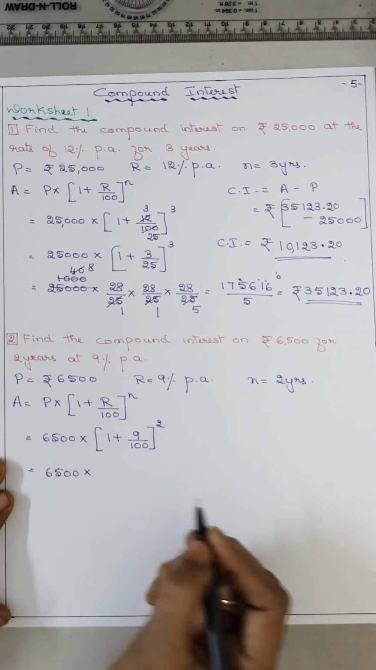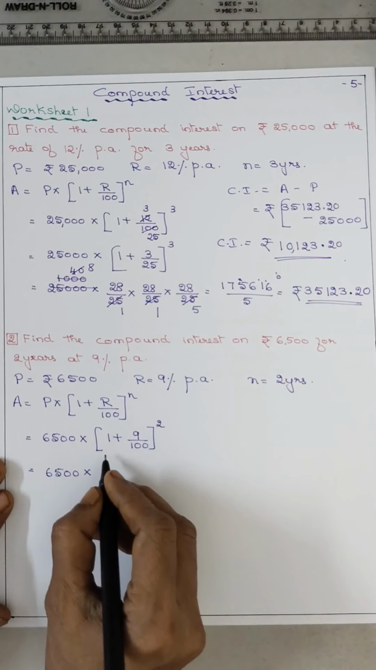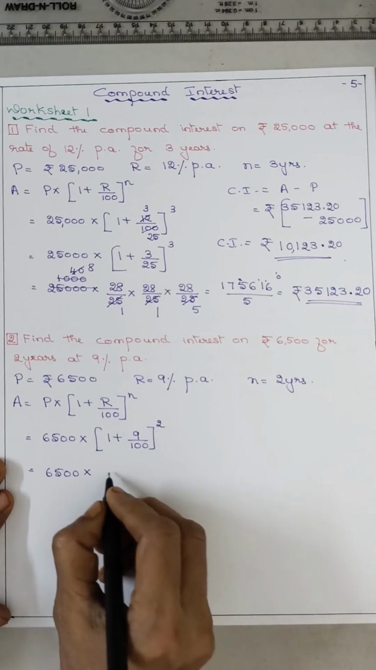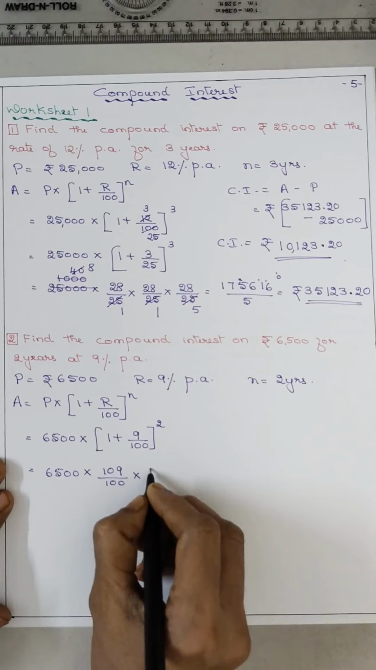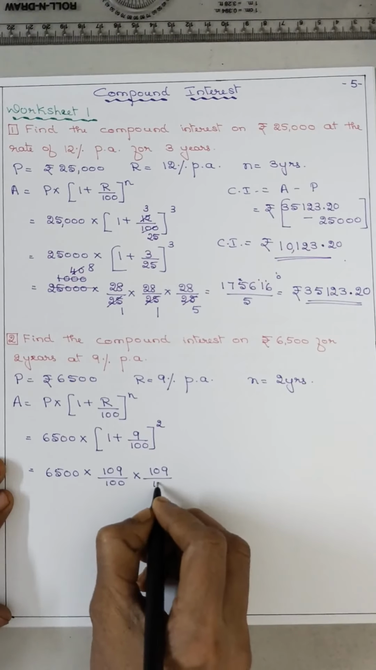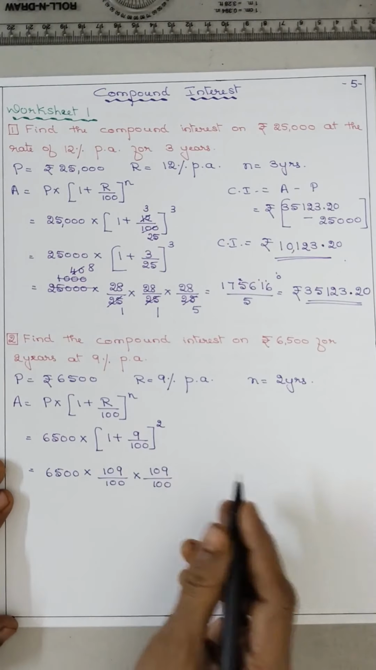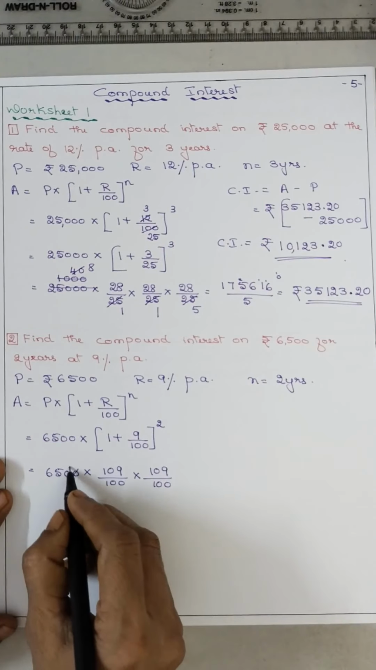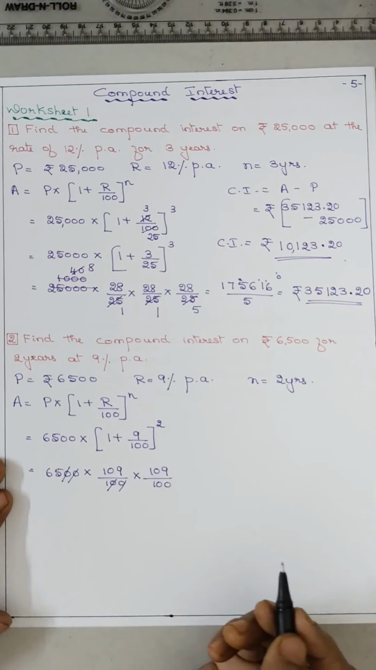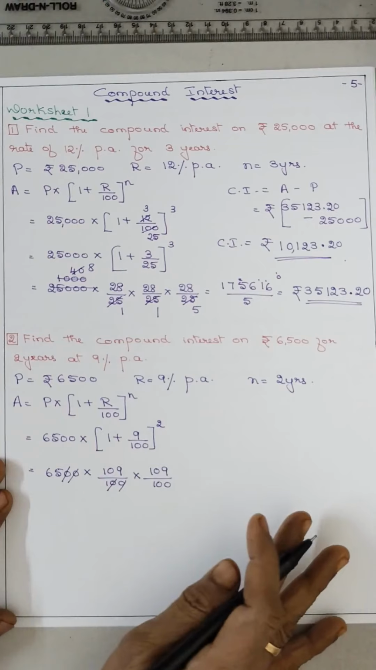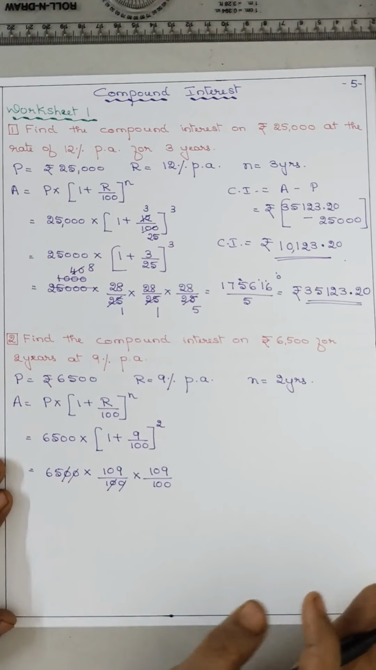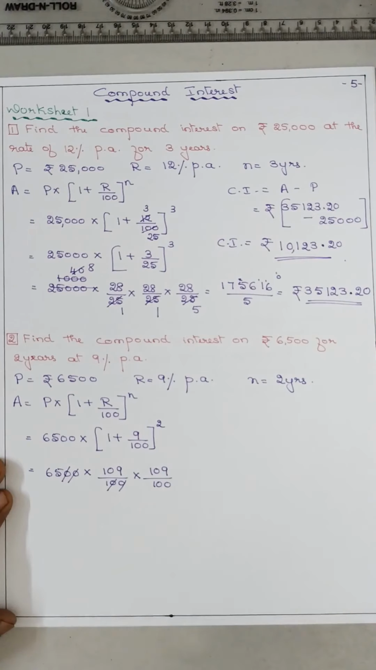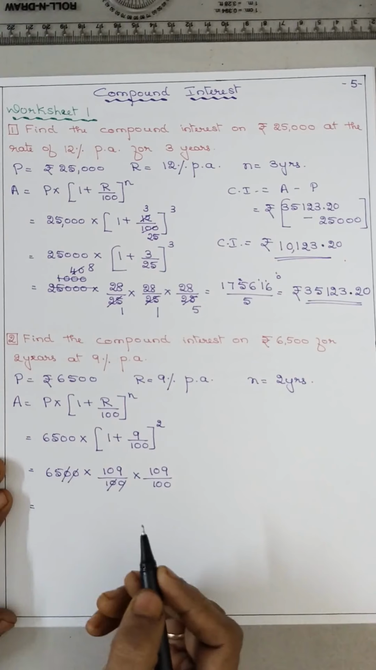6500 into 1 means 100 by 100. 100 plus 9, 109, 2 times. Hope you are understanding this. Now 2 zeros cut. This, let it be like that only. Don't try to cancel this, because if it is not directly divisible, then it will be in decimals. So leave it like that.